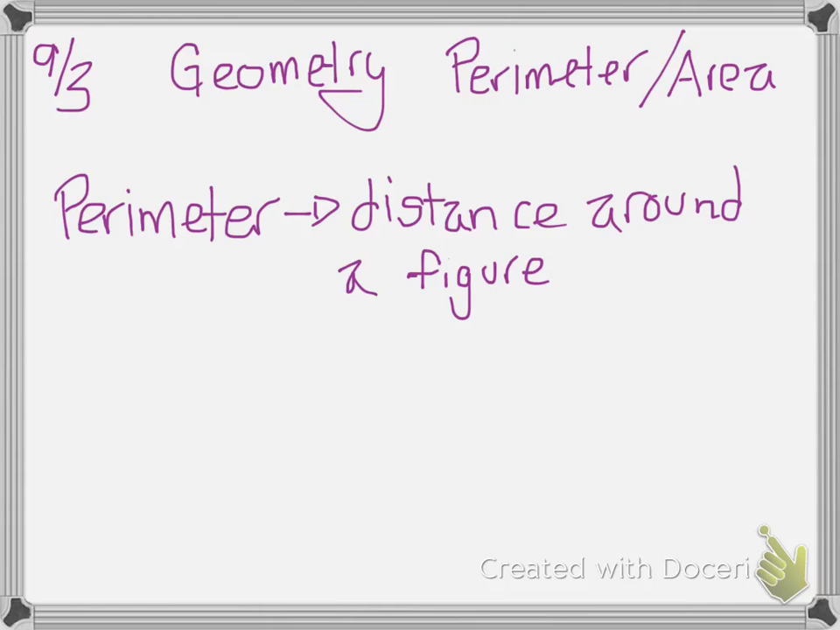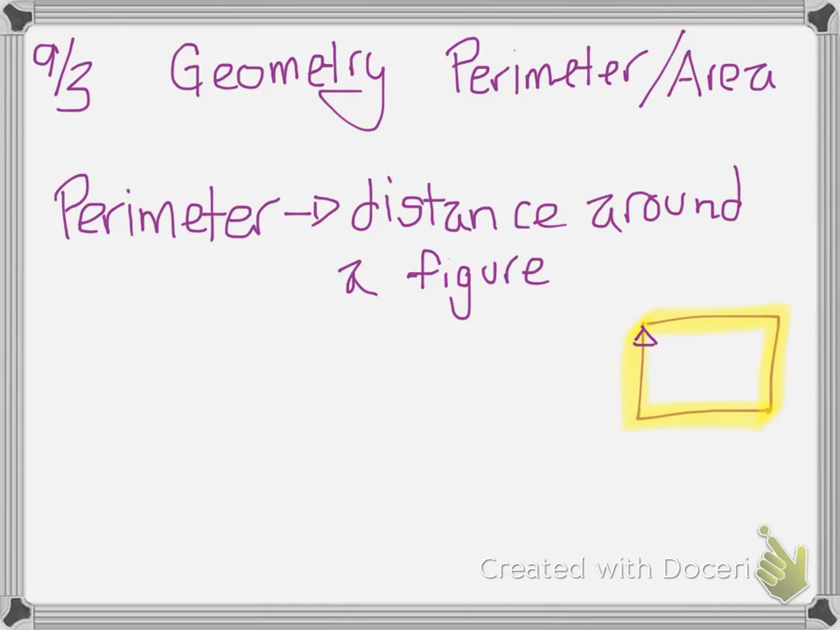For example, if I had a rectangular shaped yard and I wanted to build a fence around it, you'll need to calculate how much fencing you need by adding up all four sides. Okay, so that's essentially perimeter.